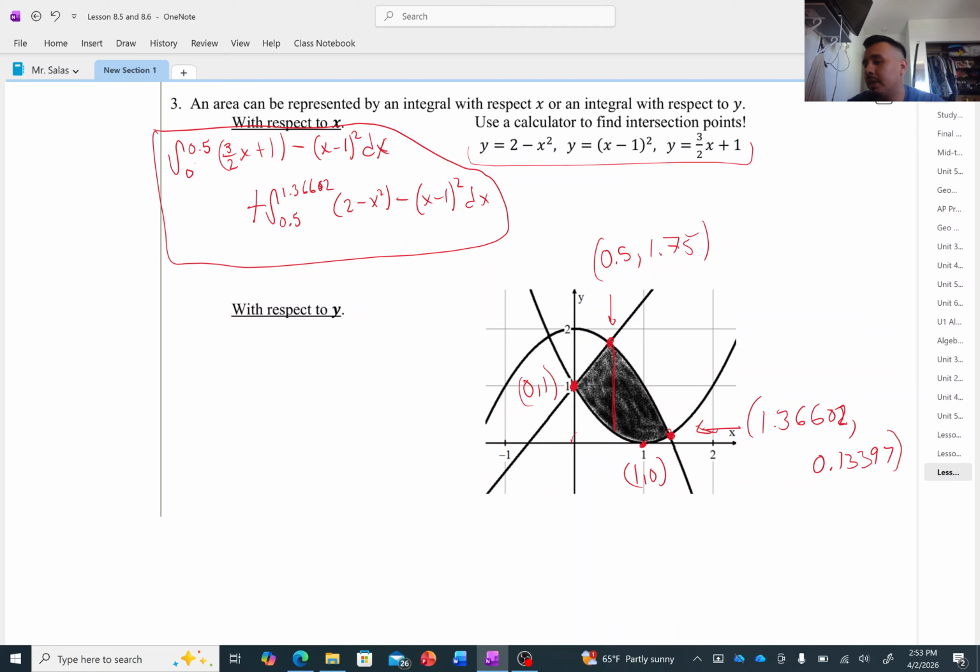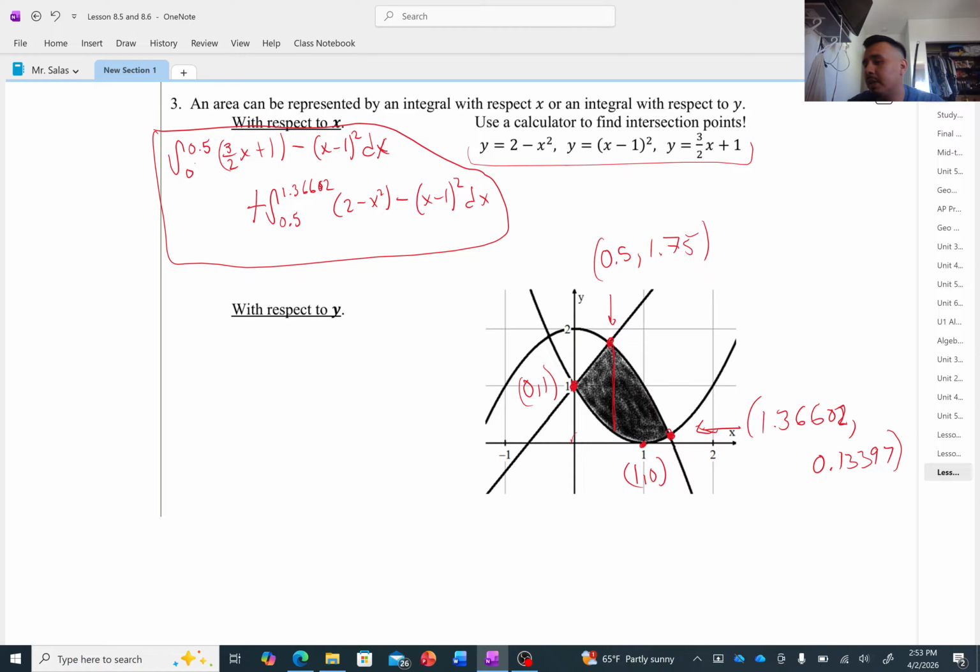So to solve for this, you would need to type that into your calculator. Once you type it into your calculator, you just move on, right? Because you would be able to get that information easily from your calculator. Okay, this next one, with respect to y, this is where things get a little bit harder because you got to keep up with a lot of different things.